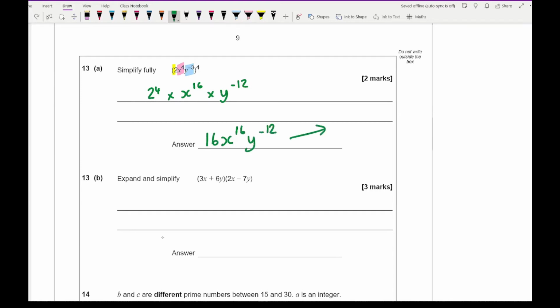Now, although I won't expect many people to do this, you could write your answer like this, but that would be absolutely fine.